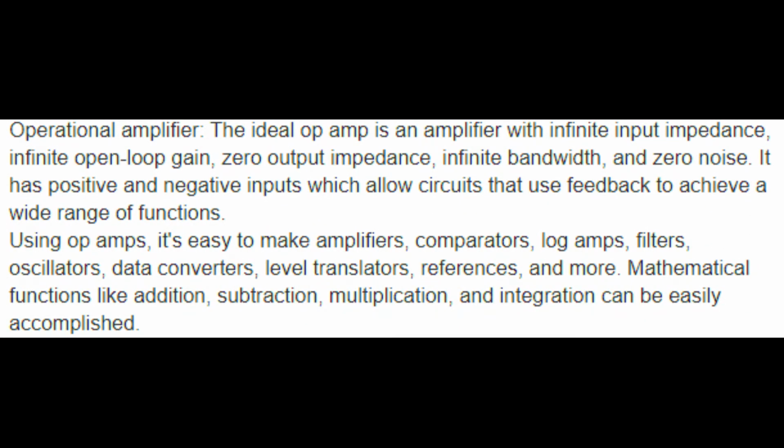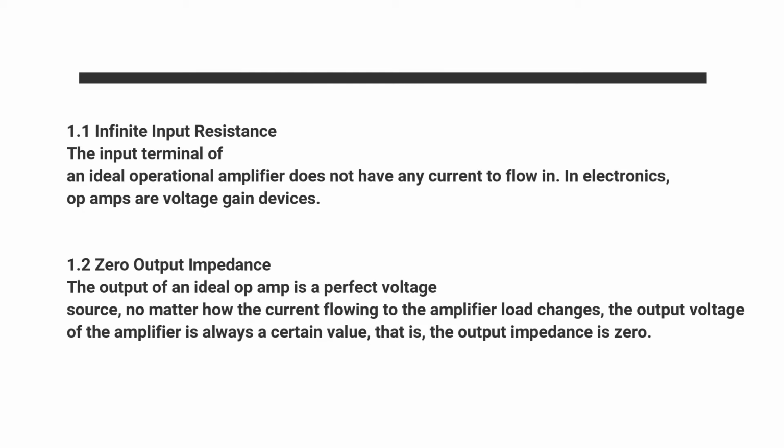An ideal OP-AMP is an amplifier with infinite input impedance, infinite open loop gain, zero output impedance, infinite bandwidth, and zero noise. It has a positive and negative input which allows circuits that use feedback to achieve a wide range of functions. One of the ideal OP-AMP characteristics is infinite input resistance. The input terminal of an ideal operational amplifier does not have any current flowing in. In electronics, OP-AMPs are voltage gain devices.